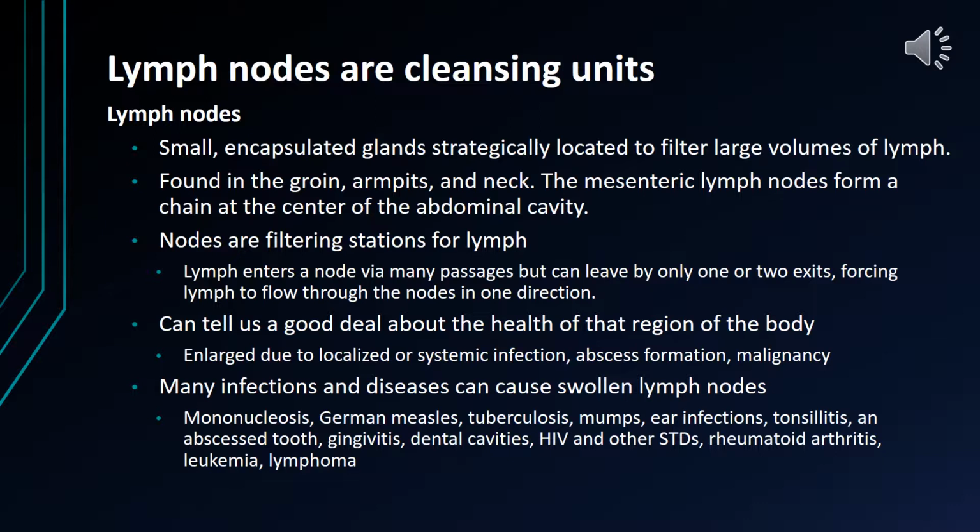The lymph nodes can tell us a great deal about the health of specific regions of the body, and this is because they enlarge due to localized or systemic infection, abscess formation, or malignancy. So essentially, the lymph node closest to the affected area is the lymph node that swells up, which allows us to locate which part of our body is experiencing a malignancy or some sort of infection.